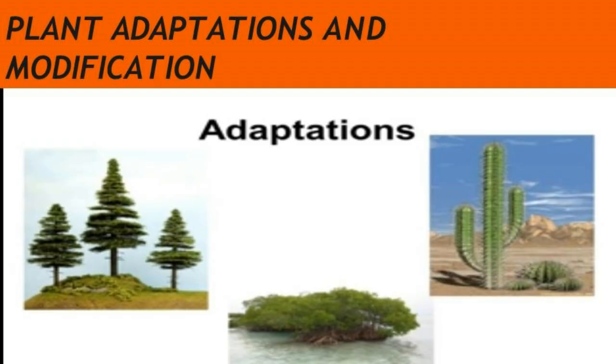Plant adaptation and modification. Adaptations are special features in plants which help them to survive in a habitat for a long period. Plants in a specific environment have developed special features which help them to grow and live. Now we are going to study some adaptations like tendrils, twiners and thorns.